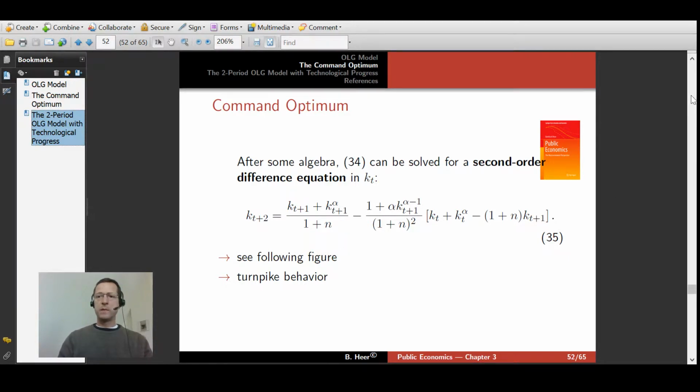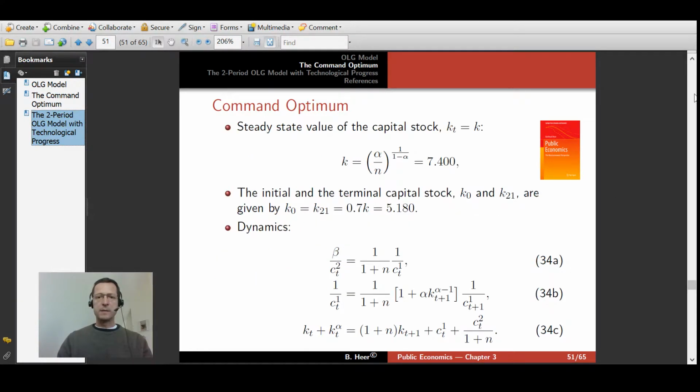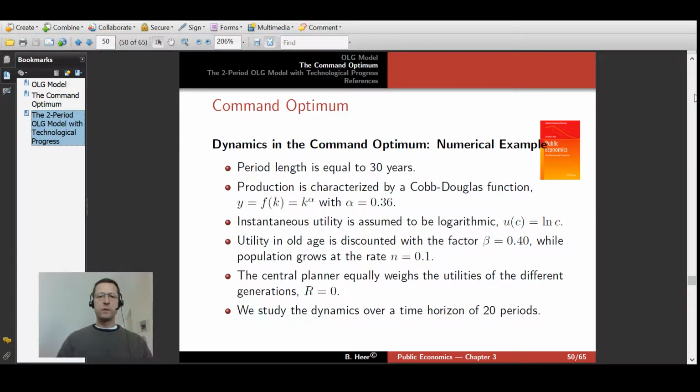On my slides, in particular on slide 50, you find the description of the dynamics in the command optimum. So we study a two-period overlapping generations model. We have a young and an old cohort. Period length is equal to 30 years, and we use a Cobb-Douglas production function with an elasticity of alpha equal to 0.36. Instantaneous utility is logarithmic, and the discount factor is equal to 0.4. So this amounts to assuming a discount rate equal to 3%, and the population growth rate is set to 10% over our 30-year period. So this amounts to an annual population growth rate of approximately 0.3%.